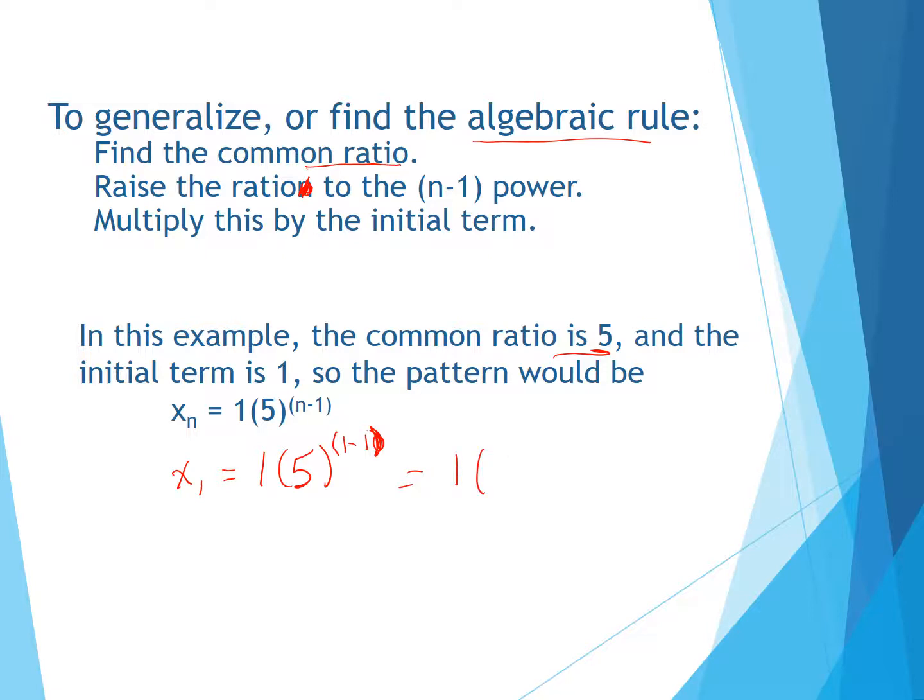Which is 1 times 5 to the 1 minus 1, which is 0. And anything raised to the 0 power, except for 0 itself, is 1. So this turns out to be 1. So if I wanted to find, say, the fourth term, I use my initial term, 5 is my common ratio, and 4 is my n here, minus 1, which turns out to be 1 times 5 cubed, which is 125.